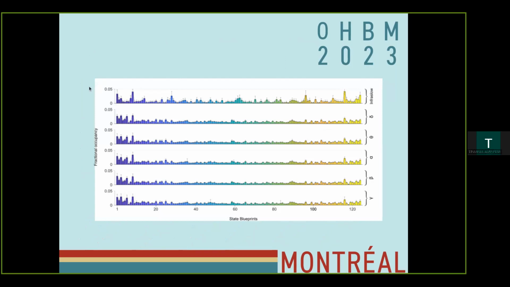So we now look at different ways of quantifying, or capturing, the temporal dynamics at each of the 6 timescales. In this case, we are looking at the fractional occupancy of the 126 state blueprints. And we can already start to see strong indications of correlation between the slow timescale at fMRI and the faster timescales in EEG.